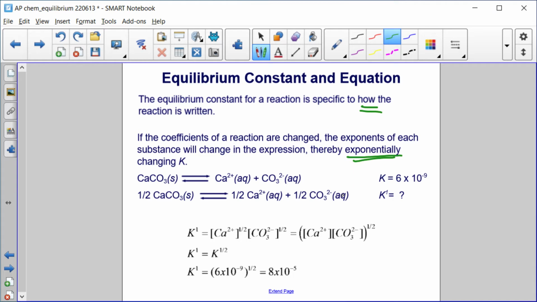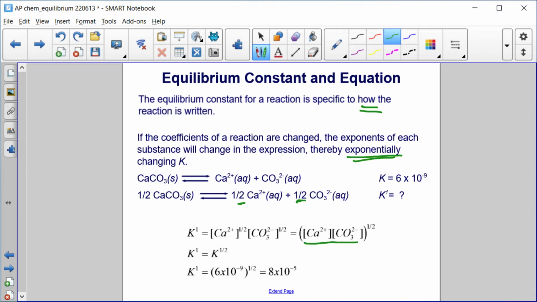Remember, when we write an equilibrium expression, we only include aqueous or gases, not solids or liquids. So it equals the concentration of, in this case, the product Ca2+ to the 1/2 power times CO3 2- to the 1/2 power, which if I simplified is this product to the 1/2 power. And so the new equilibrium constant that we're calling K1 is equal to the original K to the 1/2 power.